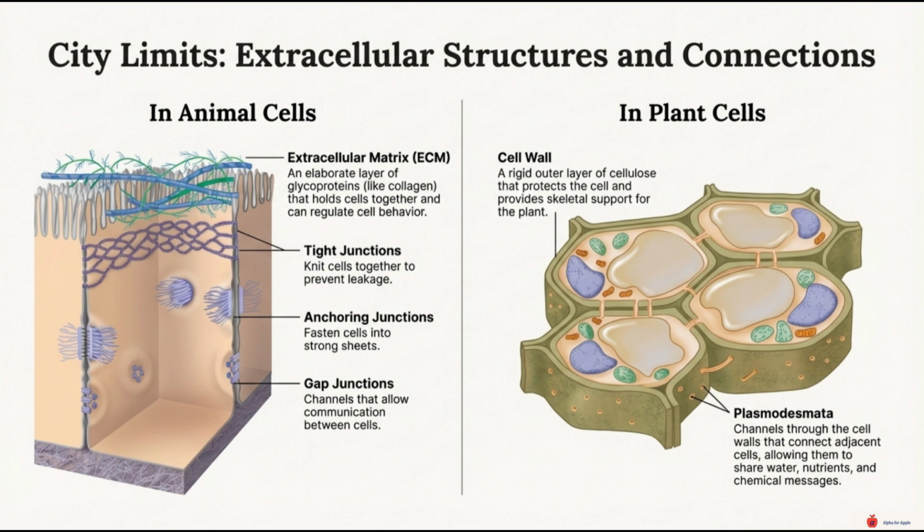And for plants, they have the rigid cell wall for support. What's their version of a gap junction? They use plasmodesmata. These are channels that pass right through the cell walls, connecting the cells and allowing them to share water, nutrients, and chemical messages.